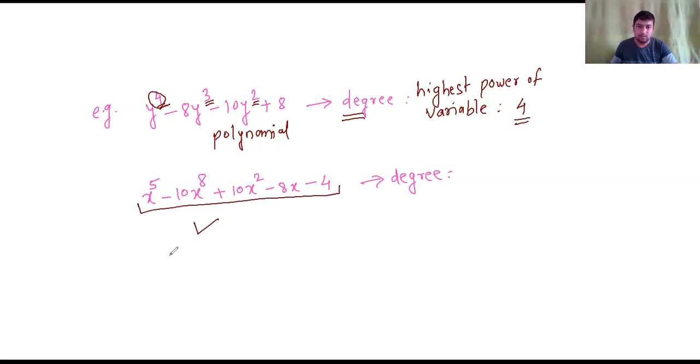Now, next, check whether the given algebraic expression is a polynomial or not. Yes, it is a polynomial. Right. Now, what is the degree here? Highest power. So in this, it is 5. Here it is 2. Here it is 1. Here it is x to the power 0. So what is the highest power? 8. So the degree of this polynomial is 8. So hope now you can easily find the degree of a polynomial. Thank you.